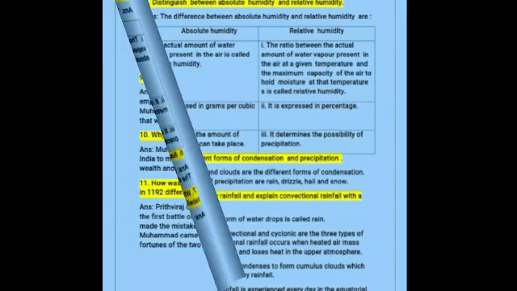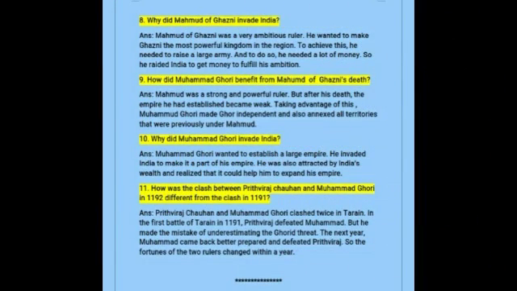Okay. Next question, why did Muhammad of Ghazni invade India? So Muhammad of Ghazni was a very ambitious ruler, and he wanted to make Ghazni the most powerful kingdom in the region. So to achieve this, he needed to raise a large army, and to do so he needed a lot of money. So he raided India to get money to fulfill his ambition.